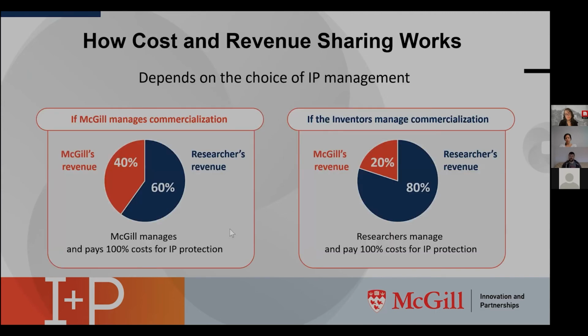And those two choices come with different amounts of remuneration or revenue for the researcher and McGill. If McGill does the work and pays for things, then McGill gets 40% of the money that comes in. If the researchers do the work and pay for things, McGill gets 20% of the money that comes in. McGill still gets some of the money because the powers that be at McGill have decided that the environment McGill created for you and hired you into and things like that beget some sort of remuneration should you invent something that starts to make you wealthy.